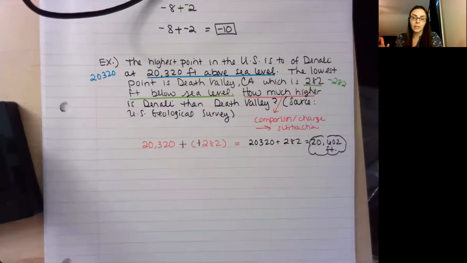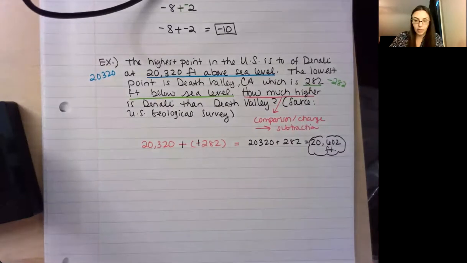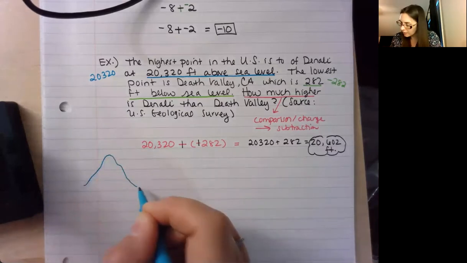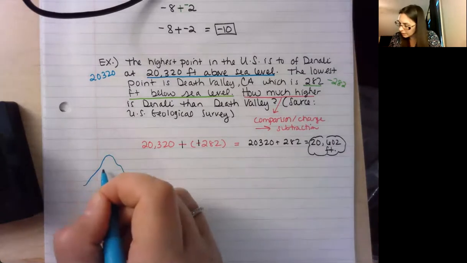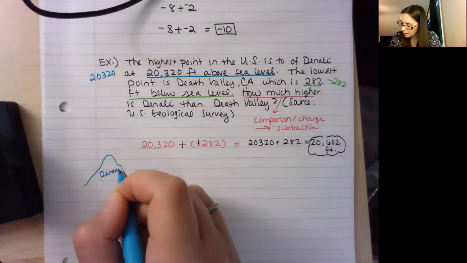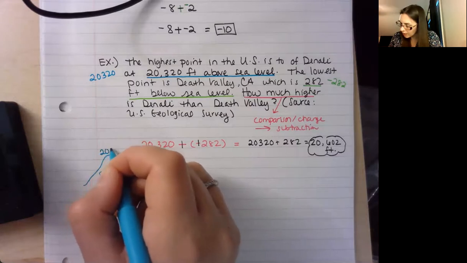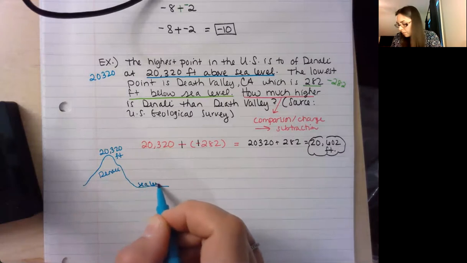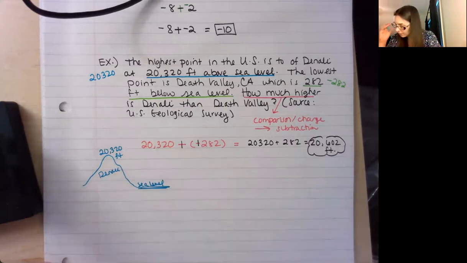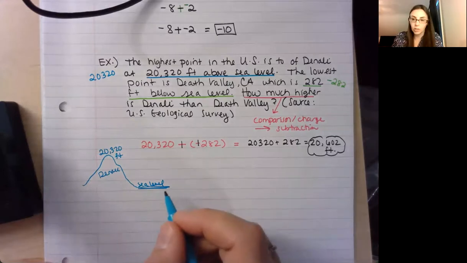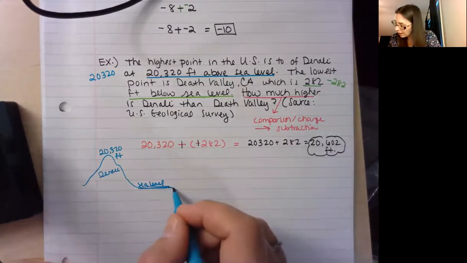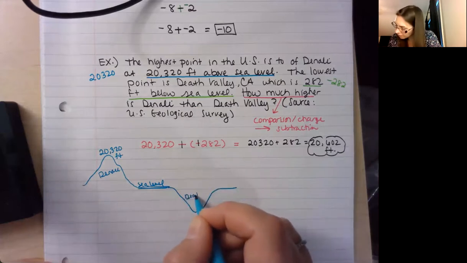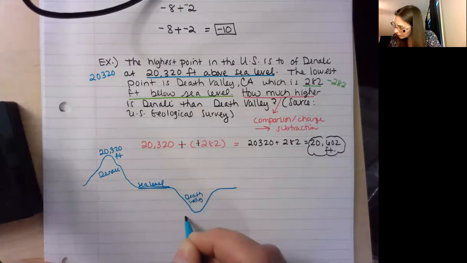Now, in case you're wondering why this makes sense, let's draw a picture. Now, obviously, my picture is not going to be perfect, but let's say I have a mountain here. Okay, so I have a mountain, and then I have some land. So here's Denali, and I'm at 20,320 feet. Okay, and this is sea level. Okay. And then I go over to California, and I know they're not next to each other, but bear with me for the picture. And we have a valley, and this is Death Valley.